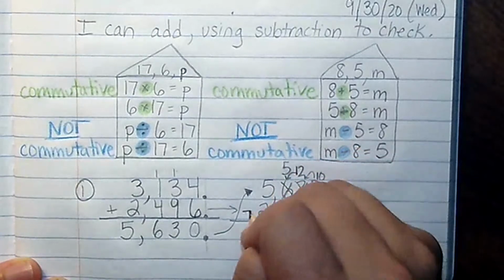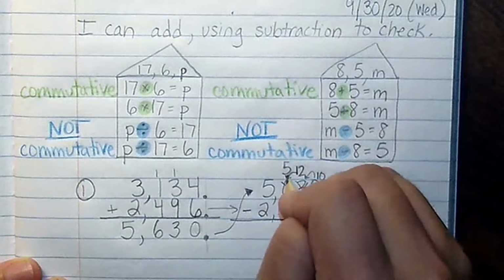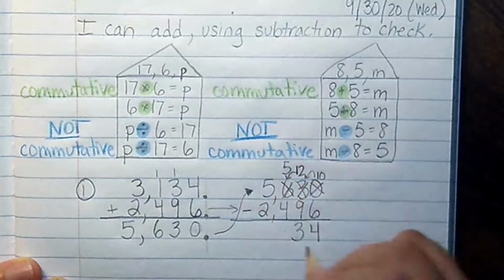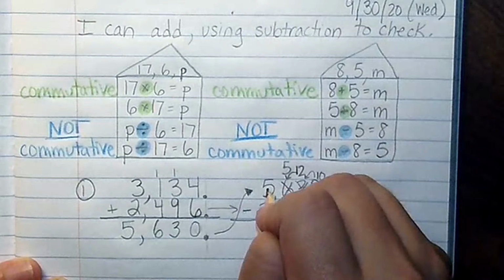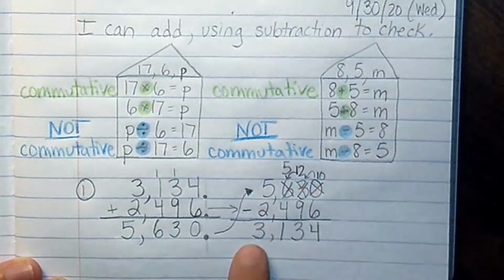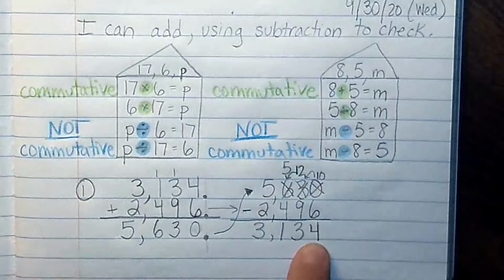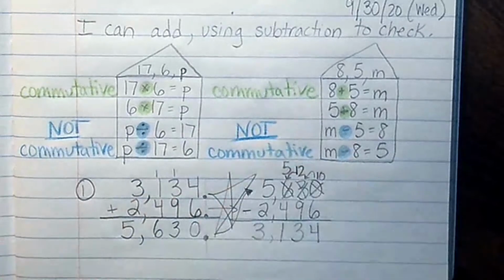What is 12 take away 9? 3. What's 5 take away 4? 1. Our commas lined up. And 5 take away 2 is 3. 3,134. 3,134. Guys, we got it right.